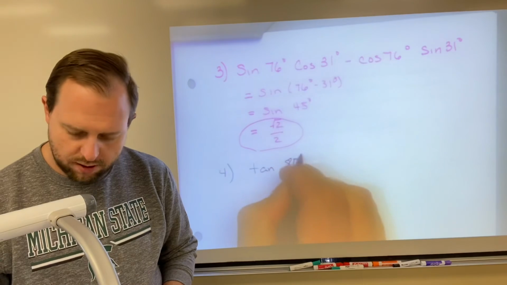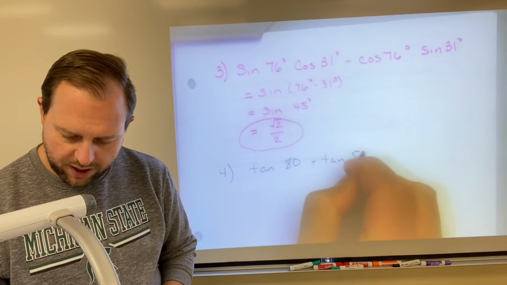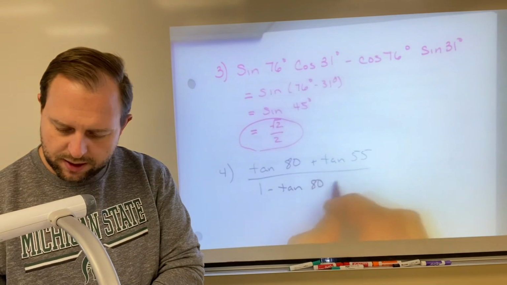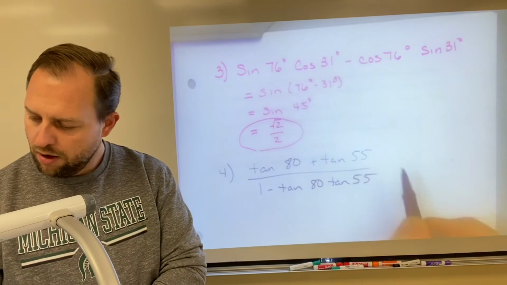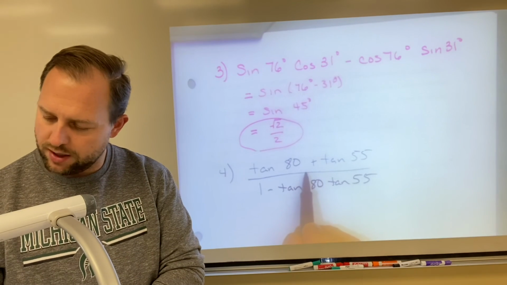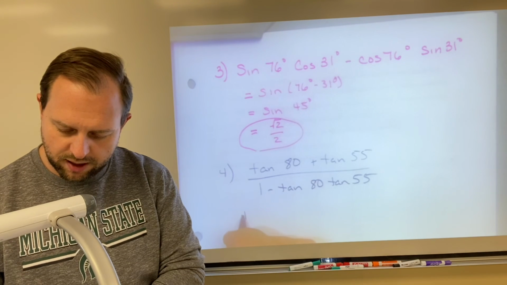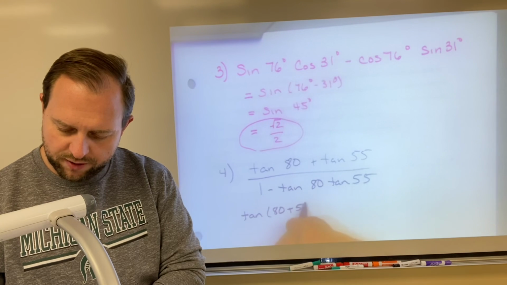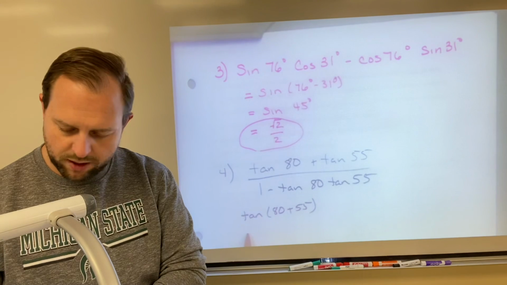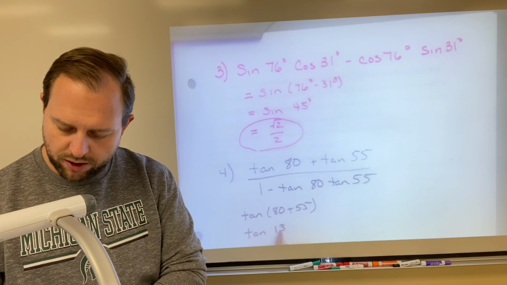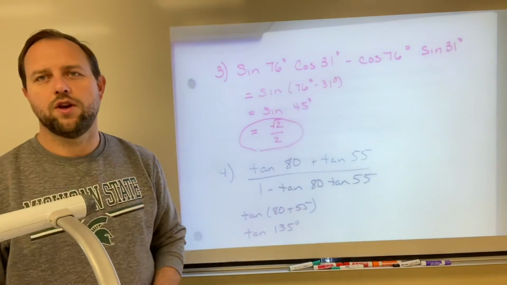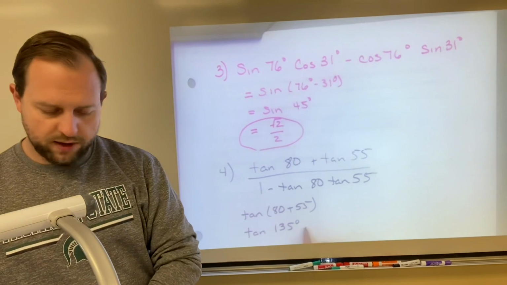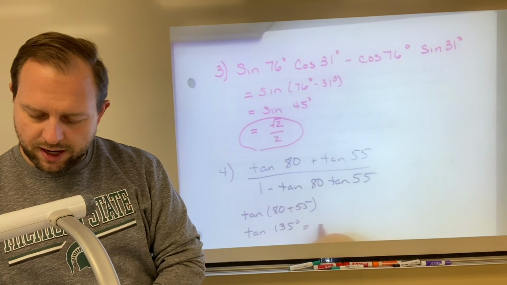Tangent of 80 plus the tangent of 55 over 1 minus tan 80 tan 55. Well, plus here on the top means that this was the sum of two tangents. So it's the sum of 80 plus 55. And we know that when we add those together, we get tangent of 135 degrees. And that is our 45 degree angle in the second quadrant. So look that up on the table, and we see that the tangent of 135 is negative 1.